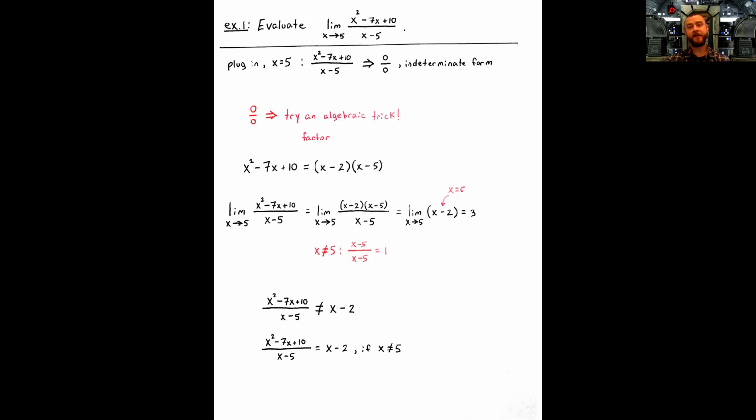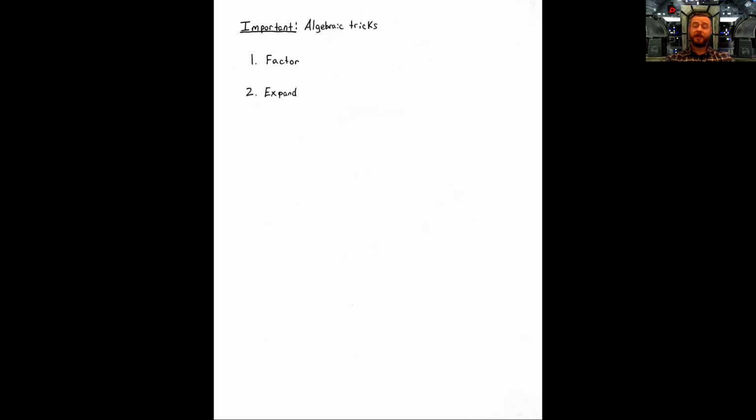All right, this was a very simple example. It's a good one to go through together with you. Before we get to example 2, which I'll give you an attempt at with 4 different parts, A through D, let's go through an overview of the typical algebraic tricks that we'll be applying.